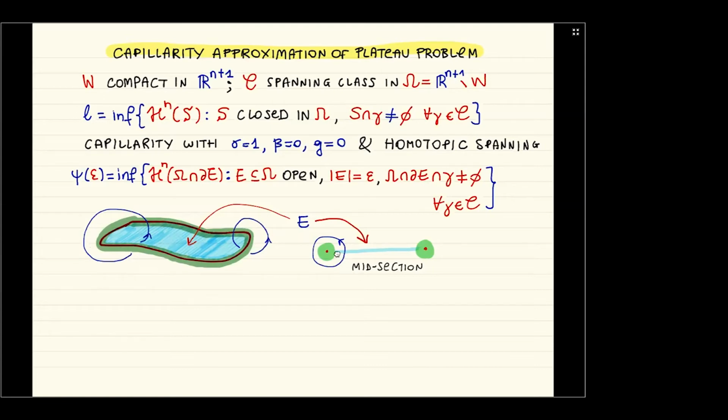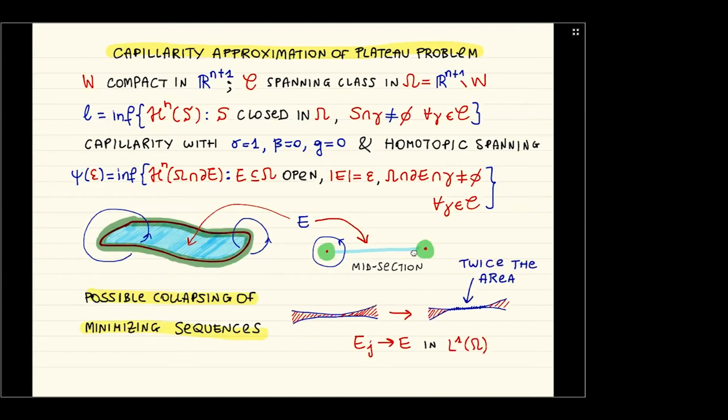This other picture is better, a sort of mid-section picture. You see that E is a three-dimensional object, but you see, it cannot be a droplet, because if it were a droplet, eventually it would not intersect some of my curves. So it needs to stretch out. The boundary of E needs to stretch out across the curve to realize the spanning. And it's a three-dimensional object because it has positive volume.